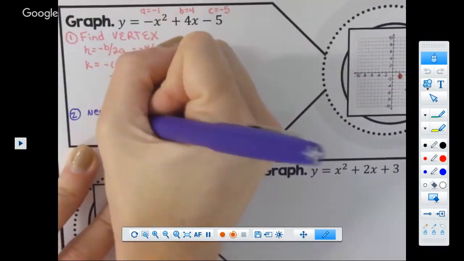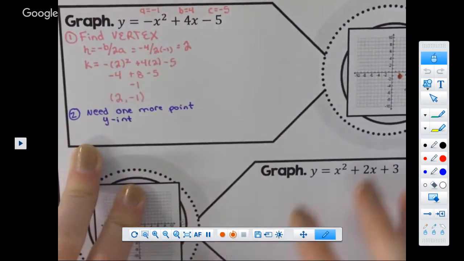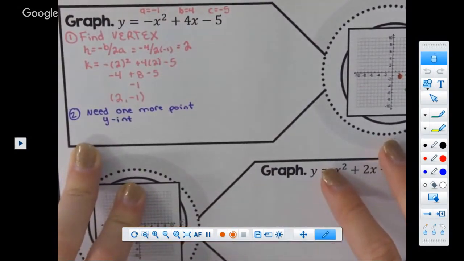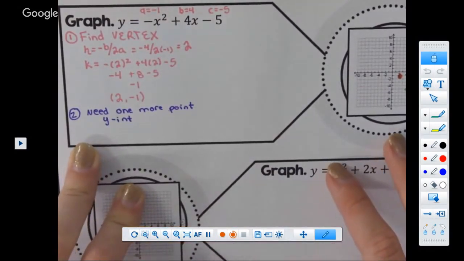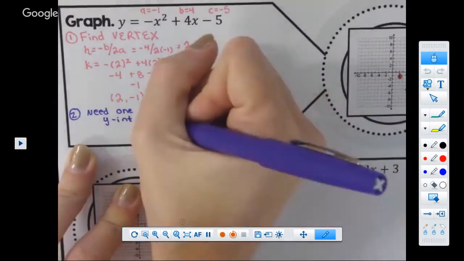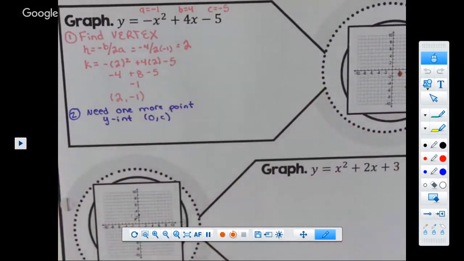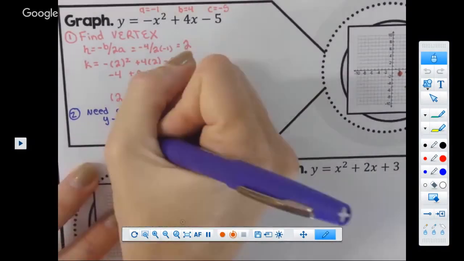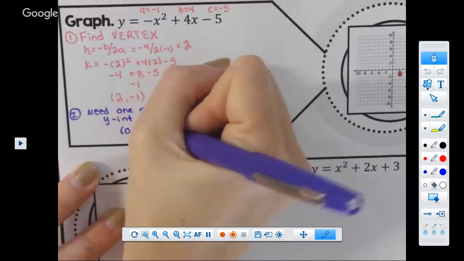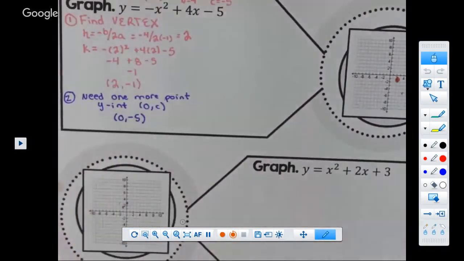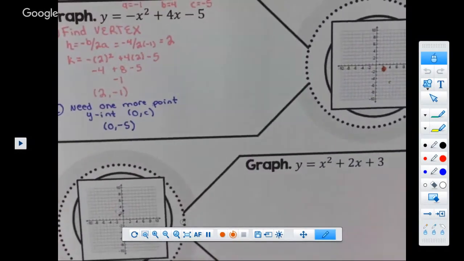What did we say? If we want to find the y-intercept, don't we cover up all the x's? And if all the x's go away, we're only left with c. So the y-intercept is always the point 0, c. So what is it? 0, negative 5. So without doing any work, have we found a second point? Yes, that's great. So we're now going to plot that second point, 0, negative 5.